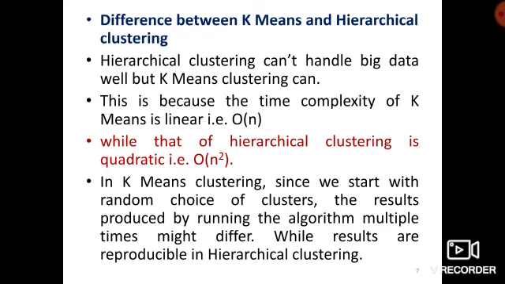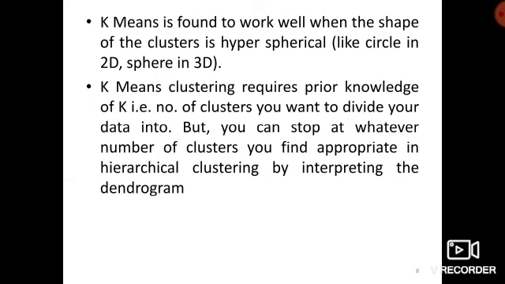Now, what is the difference between k-means and hierarchical clustering? Hierarchical clustering cannot handle big data well, but k-means clustering can. This is because the time complexity of k-means is linear while that of hierarchical clustering is quadratic. In k-means clustering, since we start with a random choice of clusters, the results produced by running the algorithm multiple times might differ, while the result is reproducible in hierarchical clustering.